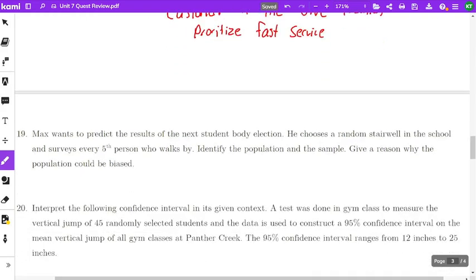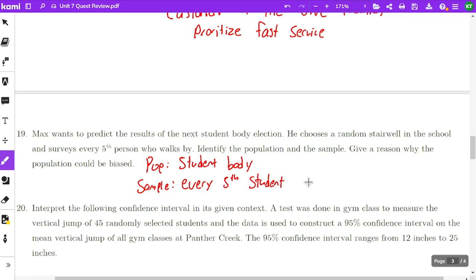All right. Max wants to predict the results of the next student body election. He chooses a random stairwell at school and surveys every 5th person that walks by. Identify the population and sample and give a reason why the population can be biased. So the population, because he's going to figure out the student body election, would be all the students at the school, the student body. And then the sample would be every 5th student at the stairwell.